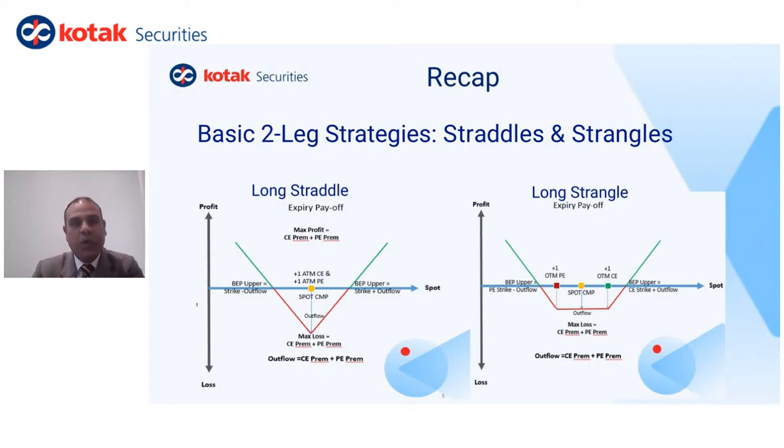Straddles basically mean that you are either buying or selling both the call and put of a particular strike price. You select a particular strike price and, depending on your view of the market, you either buy both the call and put or sell both. If you are buying both calls and puts, that will be called a long straddle. Agar aap dono call put kharidte hain ek particular strike price ka, to usko hum long straddle bolte hain.